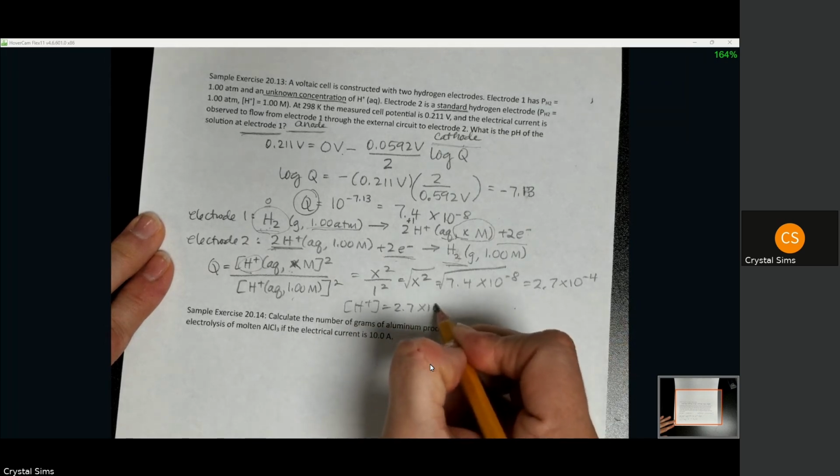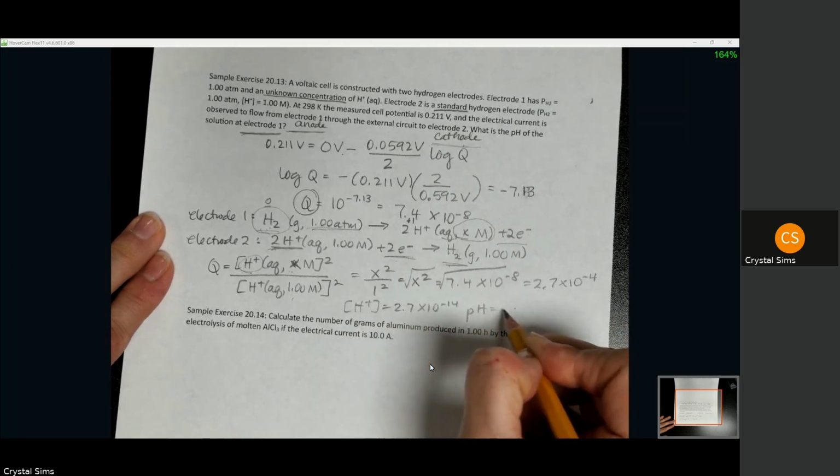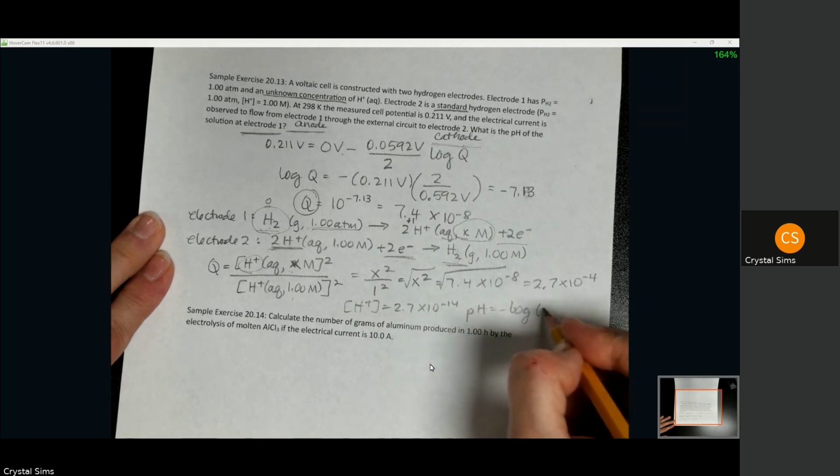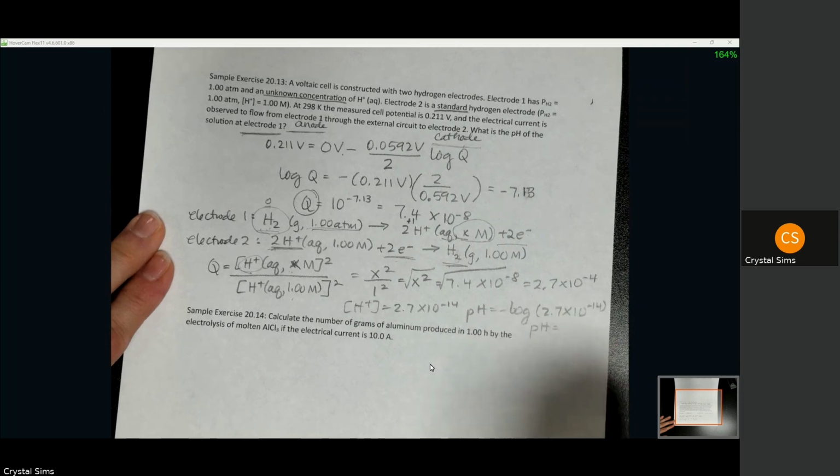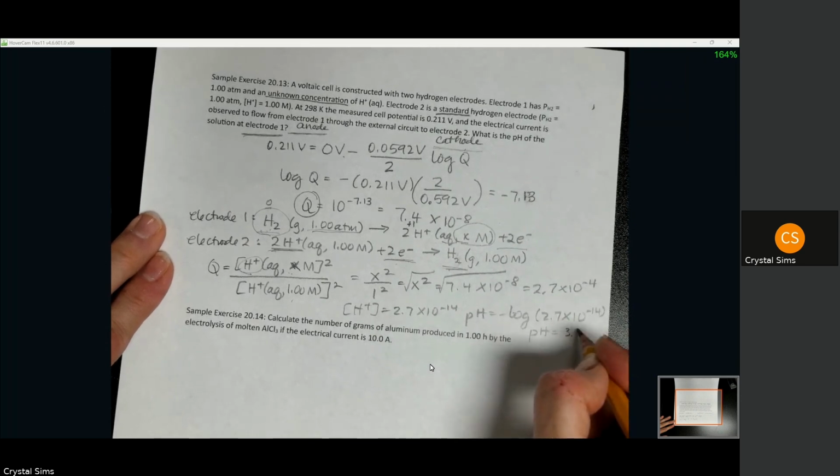And how do we solve for pH? pH is the negative log of H. So pH is equal to 3.57.